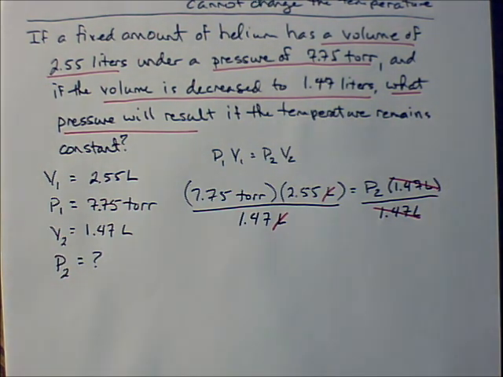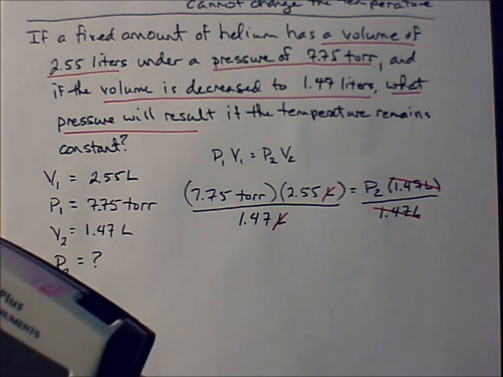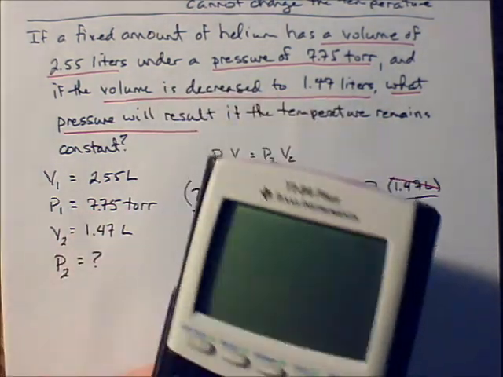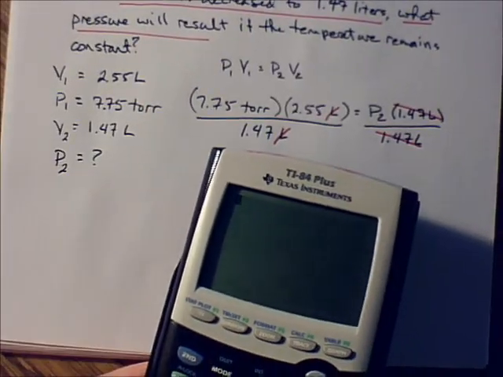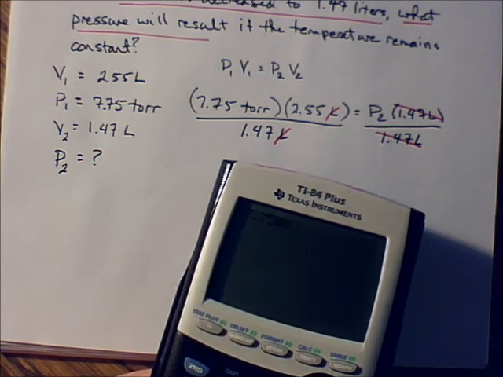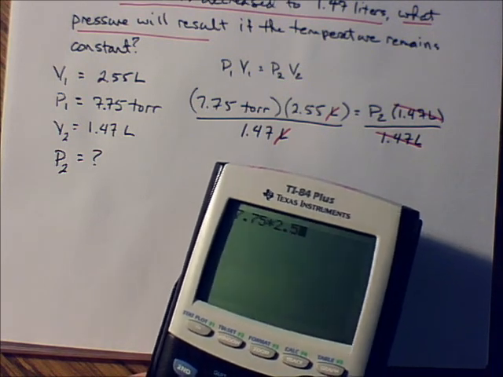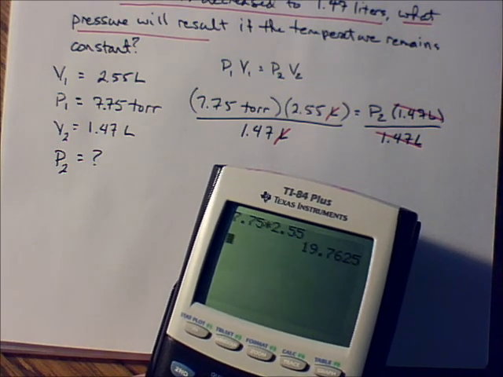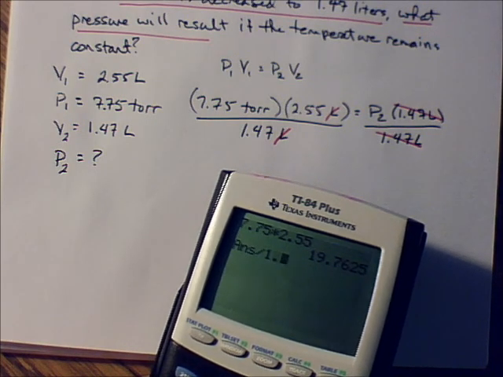All right. Let's put it in. Stick it in. Well, let's see here. We got 7.75 times 2.55. That's a coincidence. Hit enter and divide by 1.47.